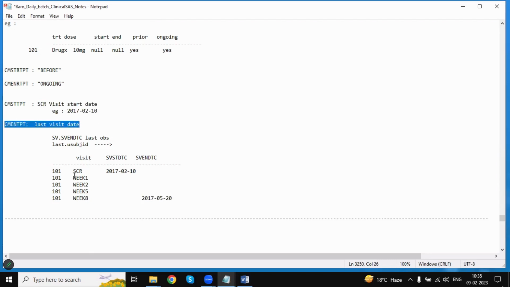Same, you have to take the SV domain. For the first data of a unique subject ID, take SVDTC values as the CM STTPT value. For the last data of a unique subject, take SVENDTC values as the ENTPT. Okay, clear?